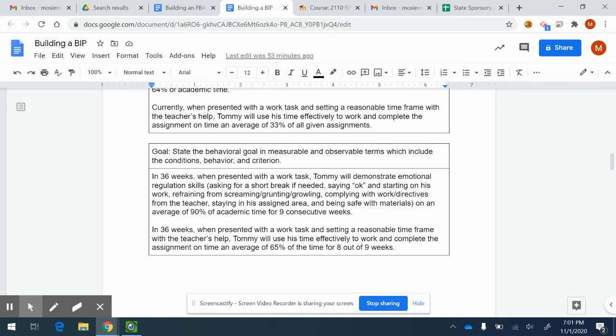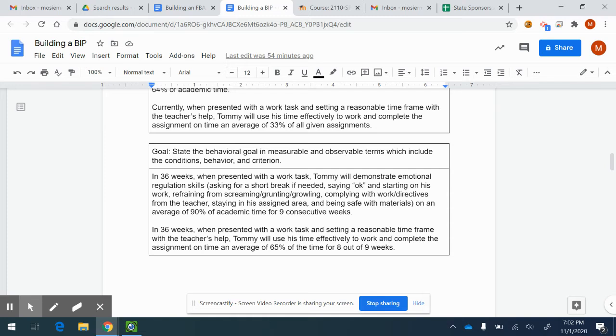And here's my operational definition: asking for a short break if needed, saying okay and starting on his work, refraining from screaming, grunting, growling, complying with work or directives from the teacher, staying in his assigned area, and being safe with materials on an average of 90% of academic time for 9 consecutive weeks. So there's that criteria right there. How long do we want to see him do it for? I want to know that he can do that for a full quarter before I feel confident saying that he has mastered that skill and that we can move on to something else.